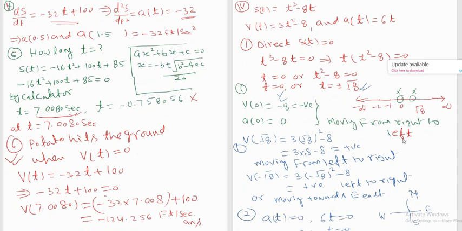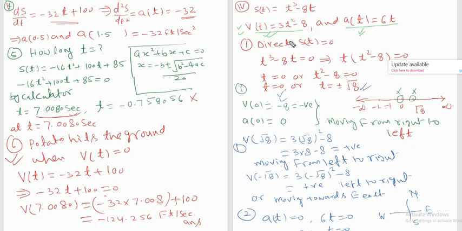Just find the velocity. Velocity means 3t squared minus 8. This is your velocity, and acceleration means 6t. Why am I telling you this? Because to decide speeding up or slowing down, we need to check the velocity and acceleration. So this is your velocity and this is your acceleration.